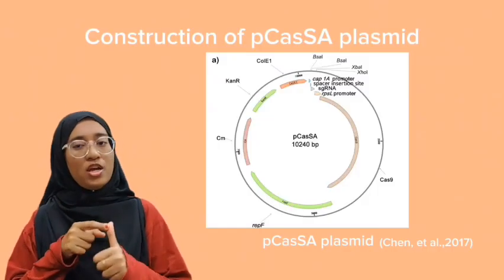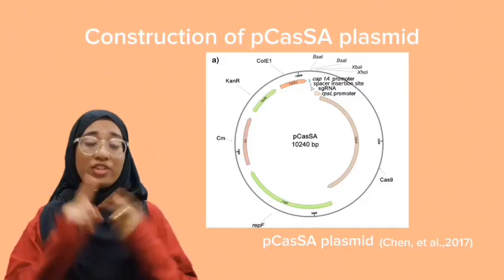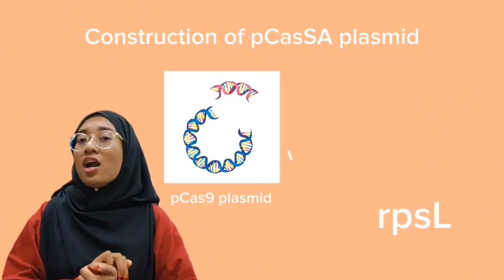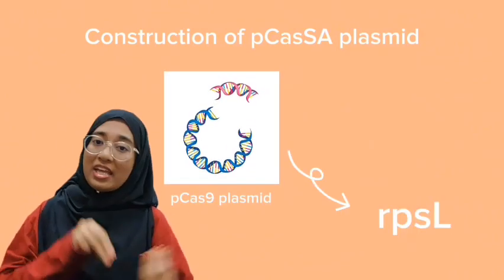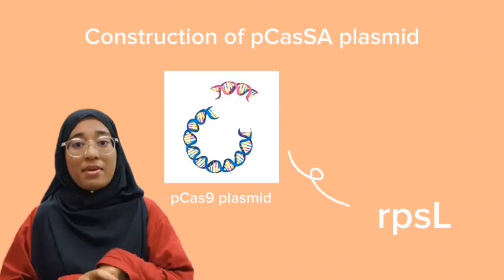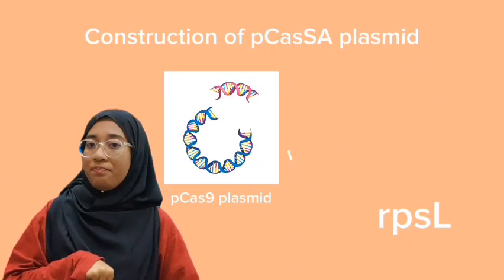So, for the first step, we need to construct the pCAS9 plasmid. So, how do we construct it? First things first, we will amplify the RPSL promoter from the genomic DNA of S. aureus. This can be harvested from the pCAS9 plasmid. This RPSL functions in encoding the Cas9 nuclease.